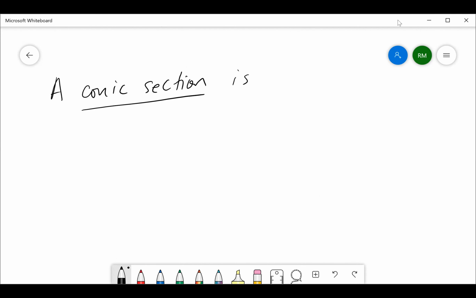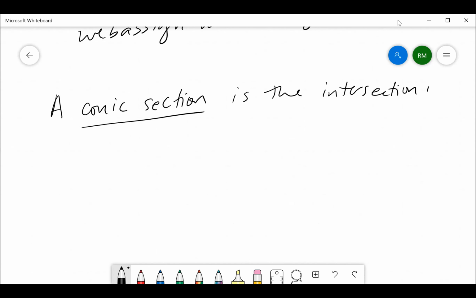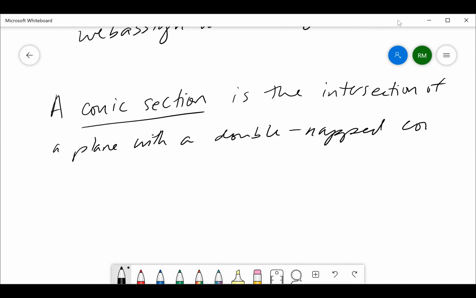It's the intersection of a plane with a double, what they call double napped cone. That means like a cone and a cone stuck together. So I'm going to show you what these look like.